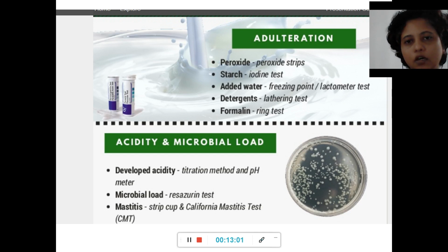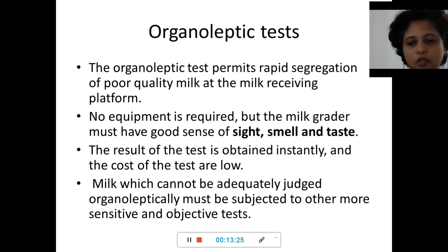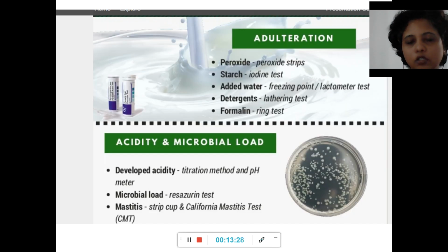Then the adulteration of milk is checked for hydrogen peroxide, like you have the peroxide strips, the starch test by iodine test, added water, freezing point or lactometer test. In certain cooperatives, when you collect milk itself, they will check the quality using the lactometer. Then the detergents and formalin, these are some of the tests which we do to analyze such adulterants. Next we will be talking about the tests in detail. I just wanted to give you an introduction on the different types of tests which can be done in milk. Hope you are clear on it.